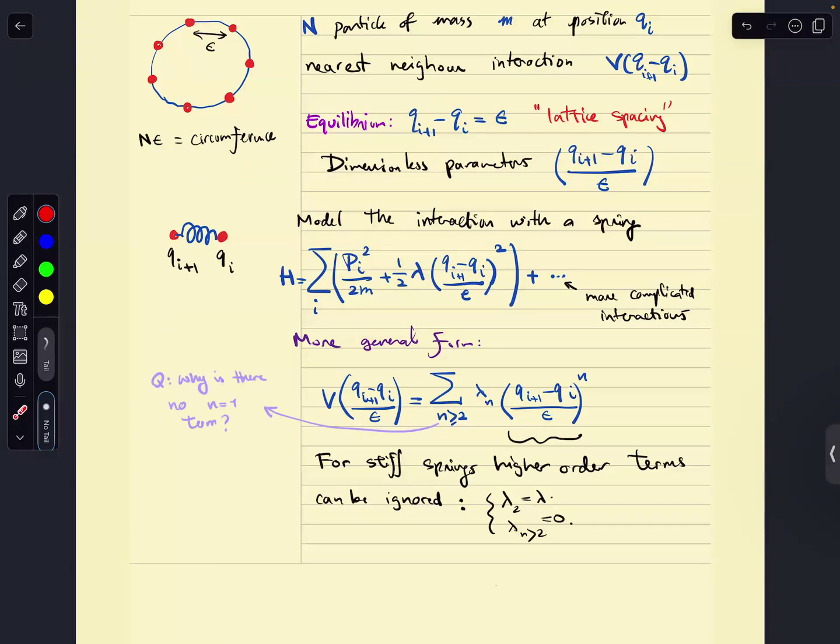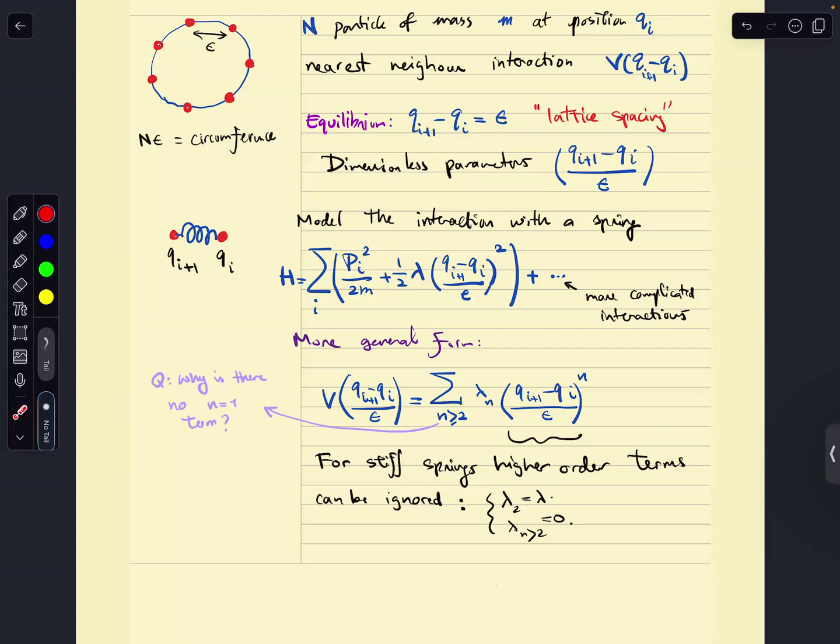Now, could there be a constant term? The constant term we just throw out because it shifts the energy. Could there be a linear term here? Any questions? Any thoughts? Why haven't I included a linear term? That would mean that there would be a constant force at equilibrium, but that can't happen. Equilibrium means the minimum of the potential, right? So it means that the first derivative will have to vanish.